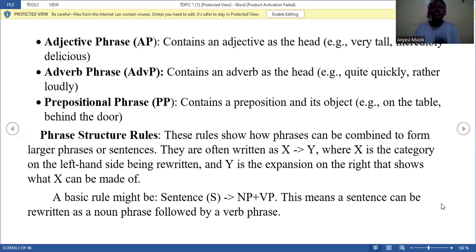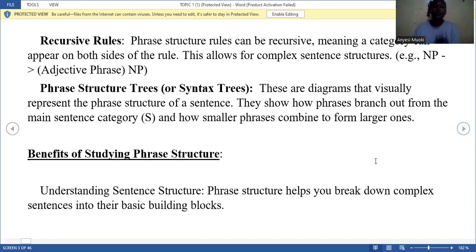This means a sentence can be rewritten as a noun phrase followed by a verb phrase, which is basically how almost all sentences are made up. We have the recursive rules. Phrase structure rules can be recursive, meaning a category can appear on both sides of the rule. This allows for complex sentence structures.